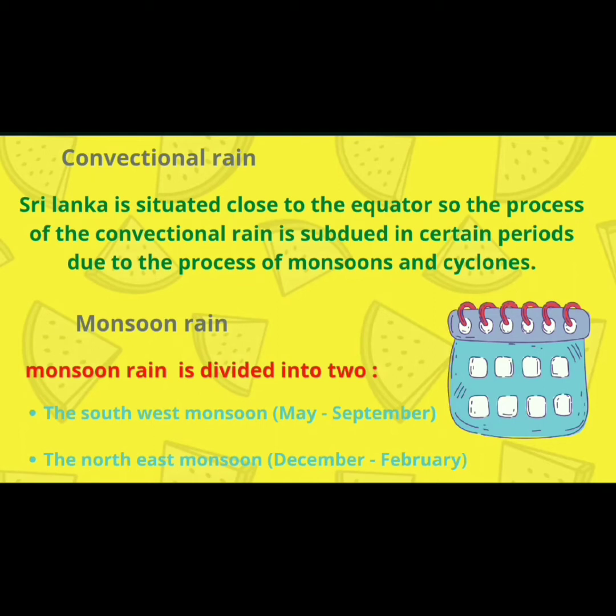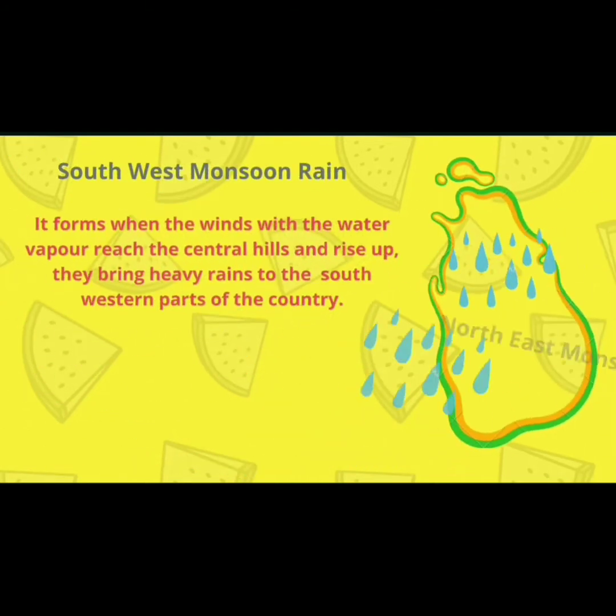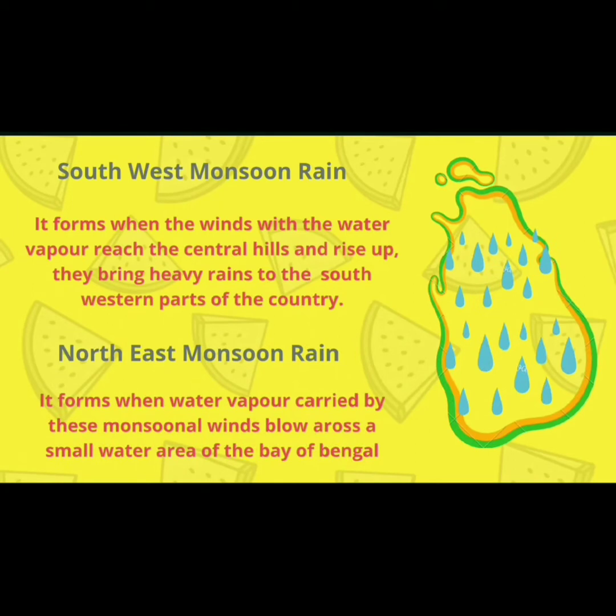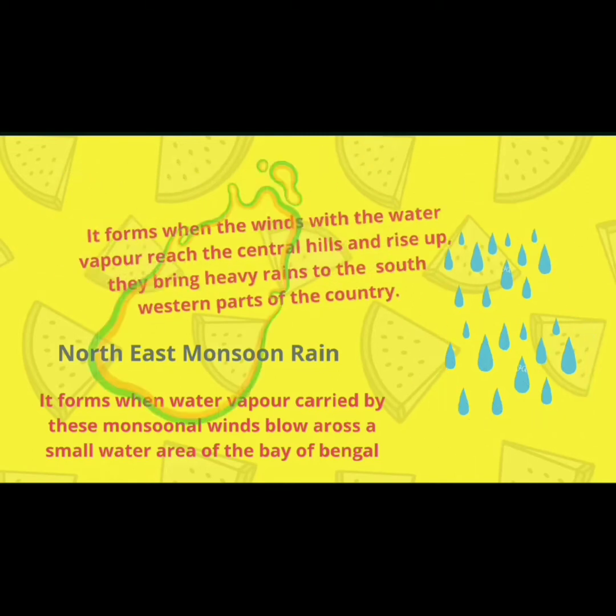Monsoon rain. Monsoon rain is divided into two. The southwest monsoon rain from May to September and the northeast monsoon rain from December to February. The southwest monsoon rain forms when the winds with the water vapor reach the central hills and rise up. They bring heavy rains to the southwestern parts of the country. Northeast monsoon rain forms when water vapor carried by these monsoonal winds blow across a small water area of the Bay of Bengal.